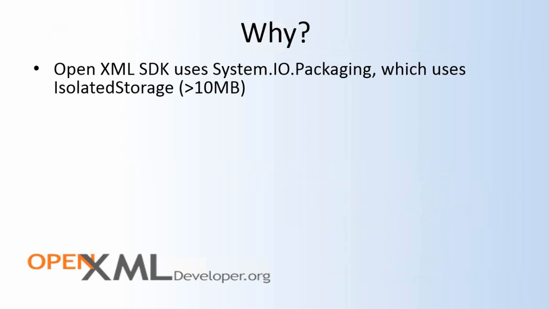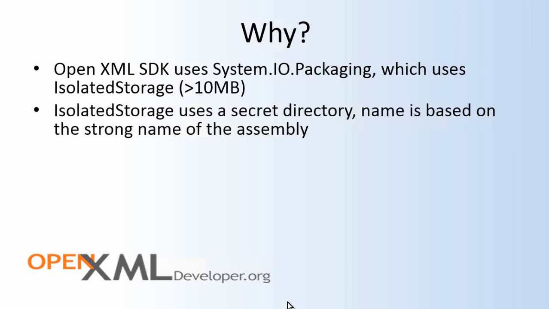The Open XML SDK uses system.io.packaging, which underneath uses isolated storage. And the problem occurs whenever system.io.packaging uses above a certain threshold, which is approximately 10 megabytes, then system.io.packaging starts storing content in isolated storage rather than just in memory. Isolated storage uses a secret directory.